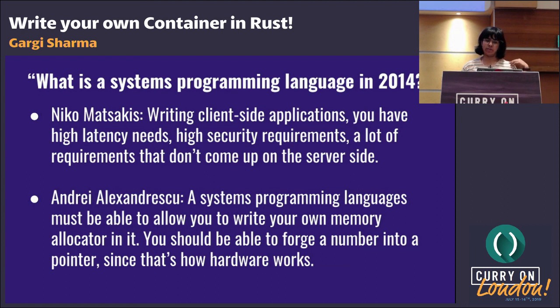And then Walter, who wrote D, says that if a language allows you to write a memory allocator in it, then he would say it's a systems programming language. So languages like C, C++, Rust, and D are distinguished in terms of the level of abstraction they provide you. They expose details of underlying hardware like memory allocation and layout and fine-grained resource management.